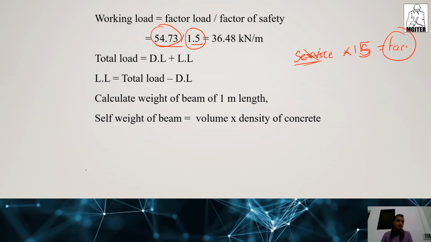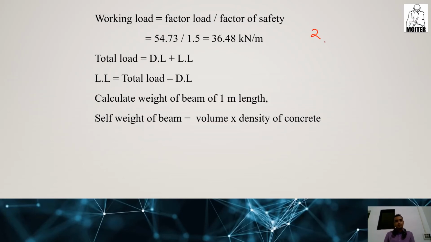So why do we multiply a structure's load by 1.5? Because we assume I have a load of 2 kilonewton. I assume one structure with a load of 2 kilonewton per meter on it. Okay, this is the service load. 2 kilonewton per meter is the service load. If I design a structure for 2 kilonewton per meter, my structure will be safe at 2 kilonewton per meter.